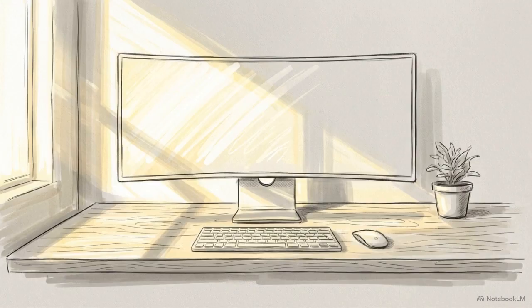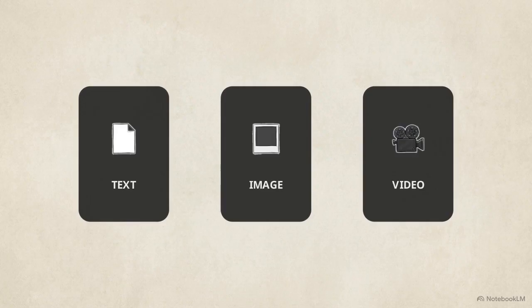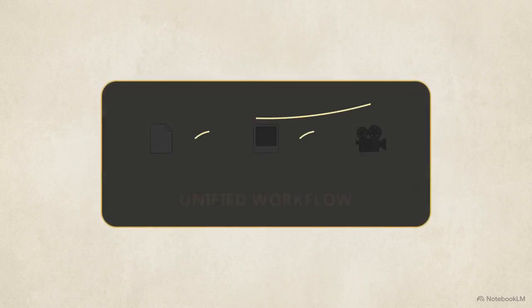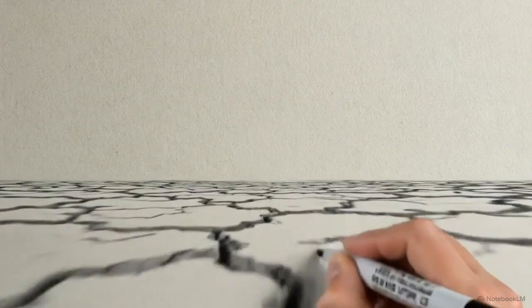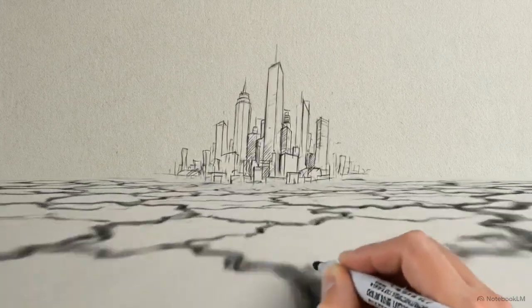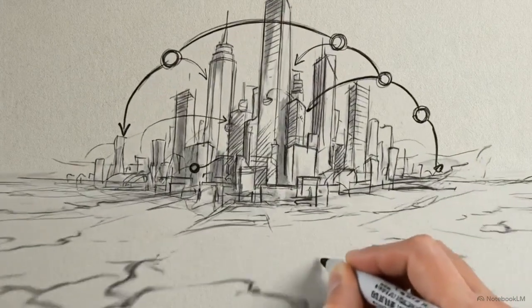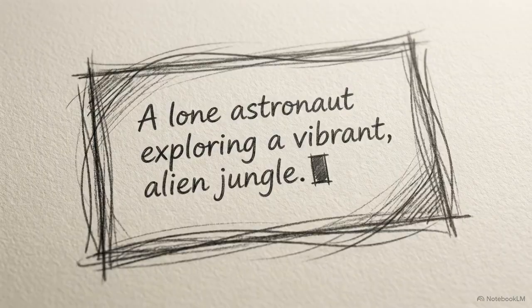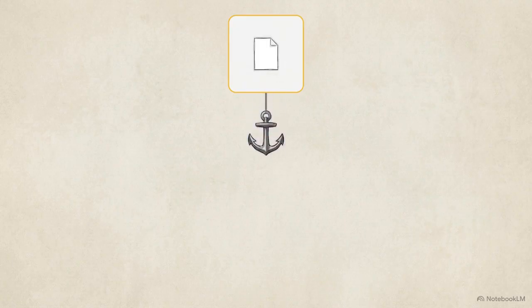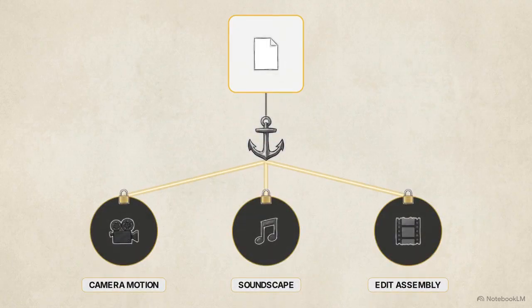Today, we are going to fix that. We will walk through a unified, iterative workflow that collapses this fragmented process, allowing you to go from a blank page to a complete cinematic video in minutes instead of days. To follow along, you only need one thing: a single, clear sentence describing your concept. That sentence will serve as the anchor for the entire generative process.